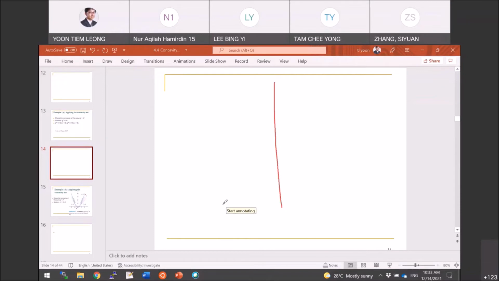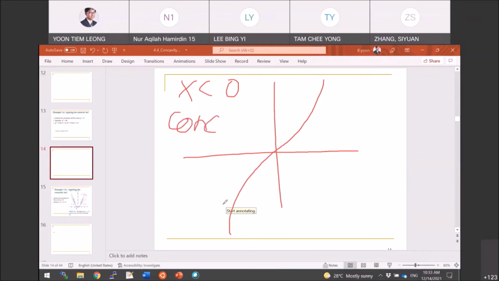Y cube has a graph that looks like this. I think it's like this, right? So on the left hand side, y prime prime is negative. Therefore, in this region, it has concavity up. Sorry, concavity down, not concavity up, because y prime prime is negative. So a graph that has y prime prime negative has a concavity down shape.